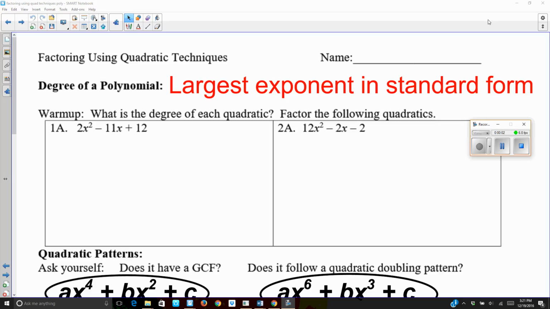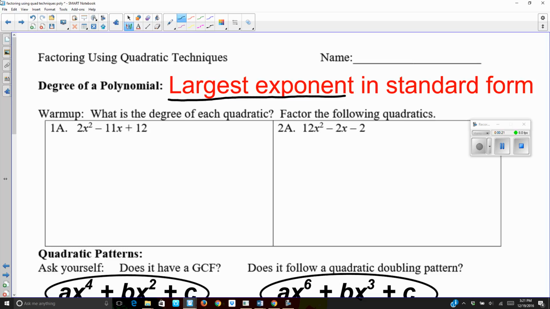All right, so this is the factoring using quadratic techniques video. So pause it if it's moving too fast for you, but we're going to go through some of this worksheet here. So the first thing you need to copy down is the degree of a polynomial. The degree of a polynomial is just the largest exponent when the problem's in standard form.